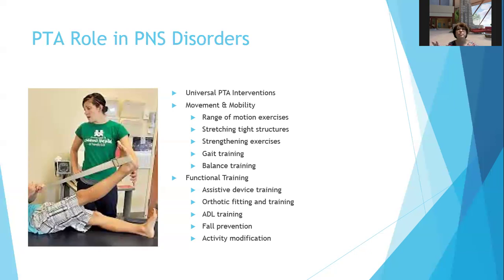Overall, in peripheral nervous system disorders, we are always working on movement and mobility, range of motion, stretching what's tight, strengthening what's weak. Gait training, balance training, assistive device, orthotic fitting, ADL training, fall prevention, and activity modification, all those things we're working on with most people, and we are working on them also with people with peripheral nervous system disorders.